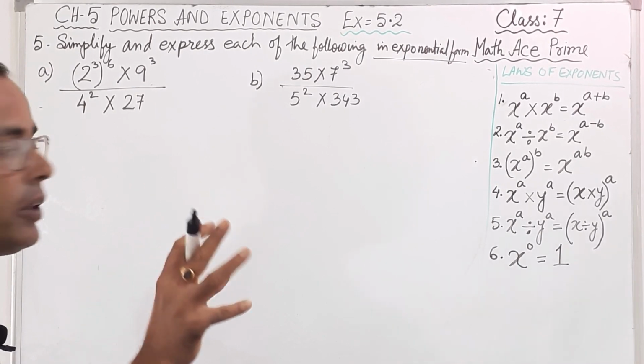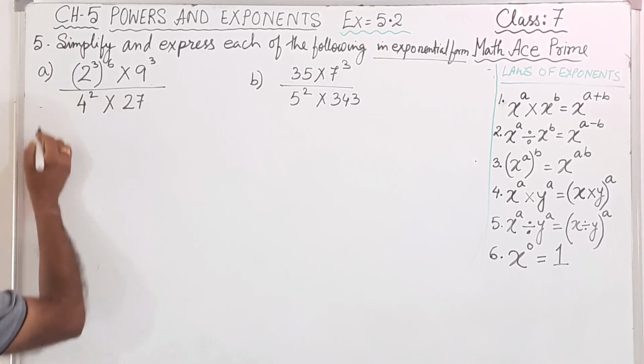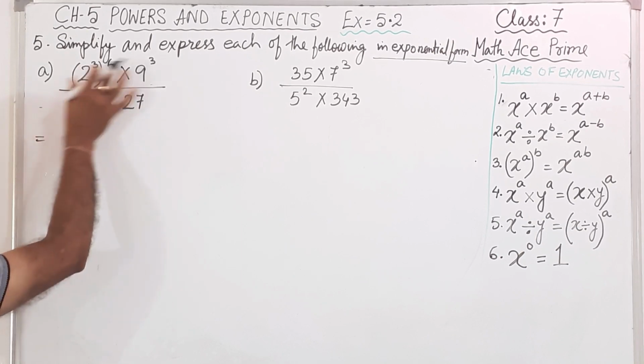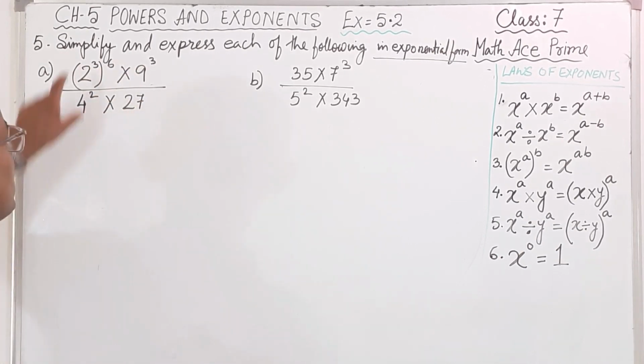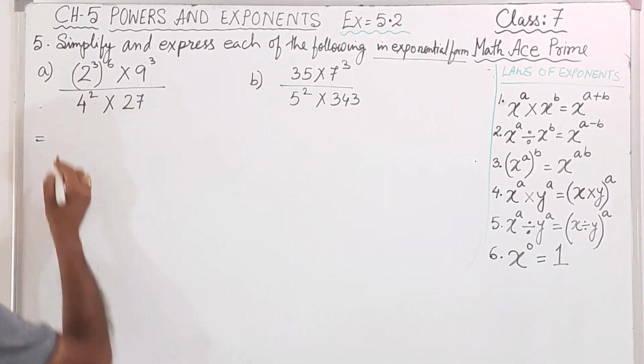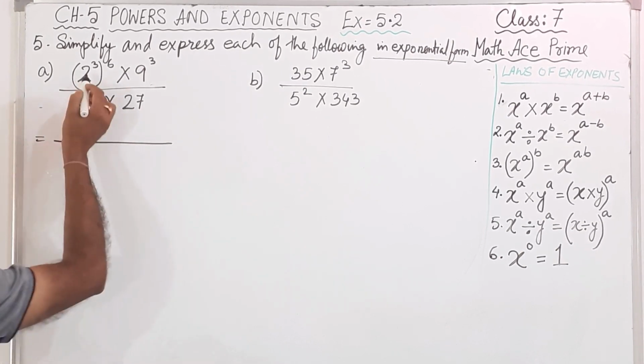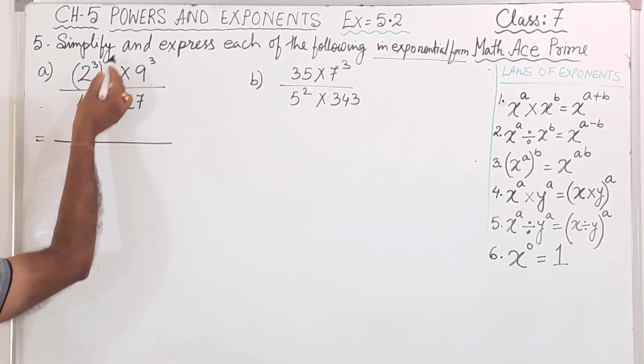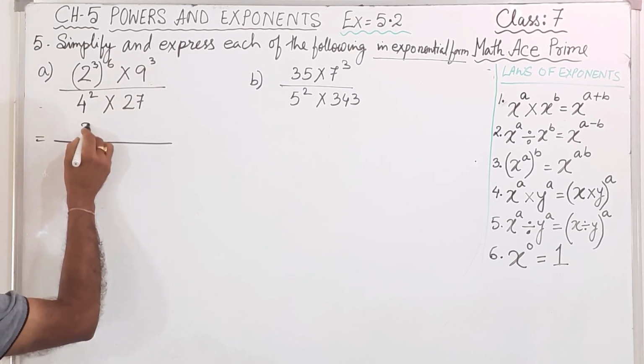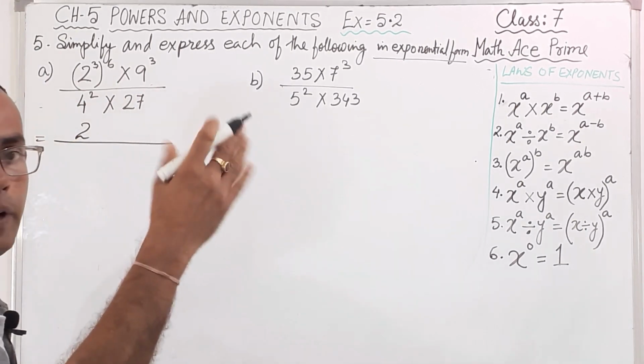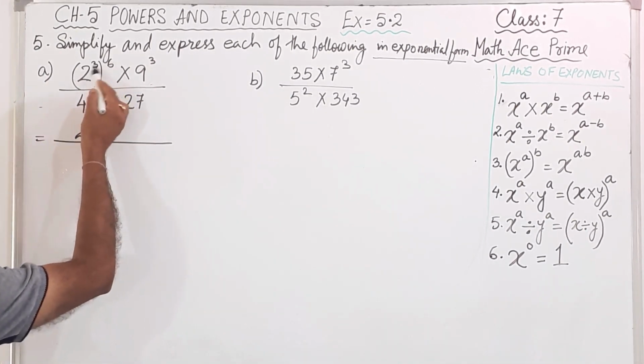Okay, we have to show the answer with powers. Okay, so first sum is like this one. Something divided by something, and downside and upside there is a multiplication sign. So what we will do, we will draw one line. Now 2 to the power 3 and then to the power 6. So here there is a power on top of a power, so the powers will multiply.